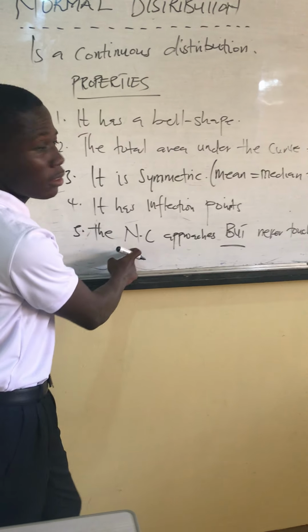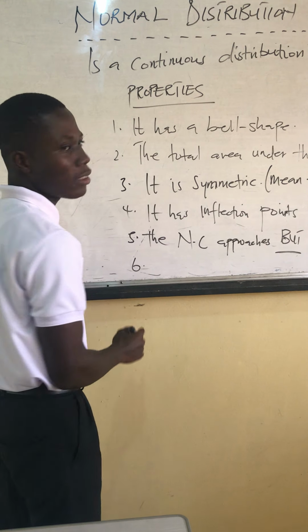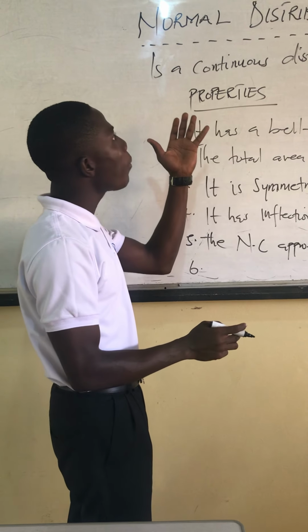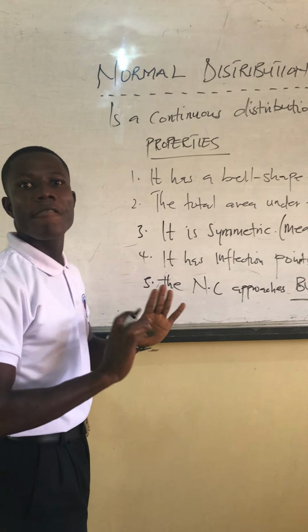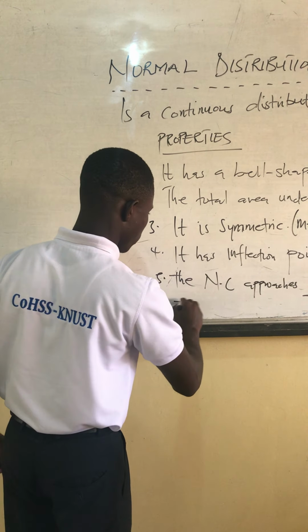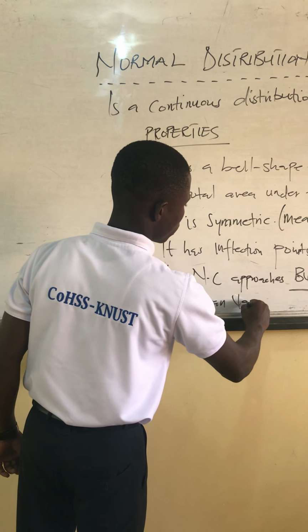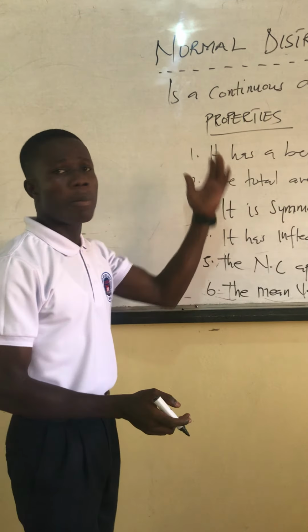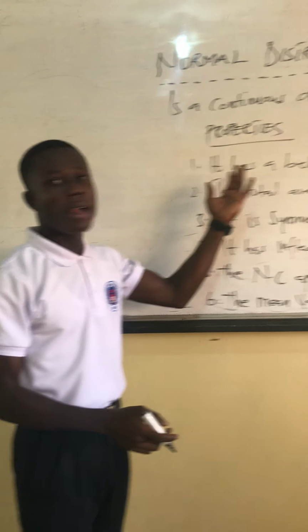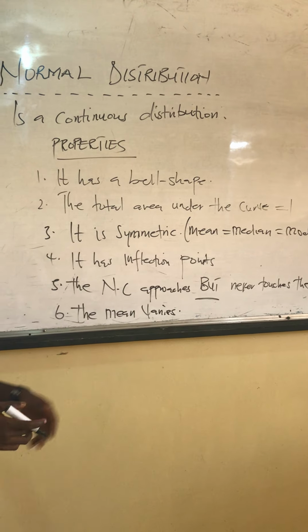So this NC here means normal curve. And the last property is that with normal distribution, the mean varies. So please, these are the properties of normal distribution. I'll draw a distribution here and I'll explain all these properties to you.